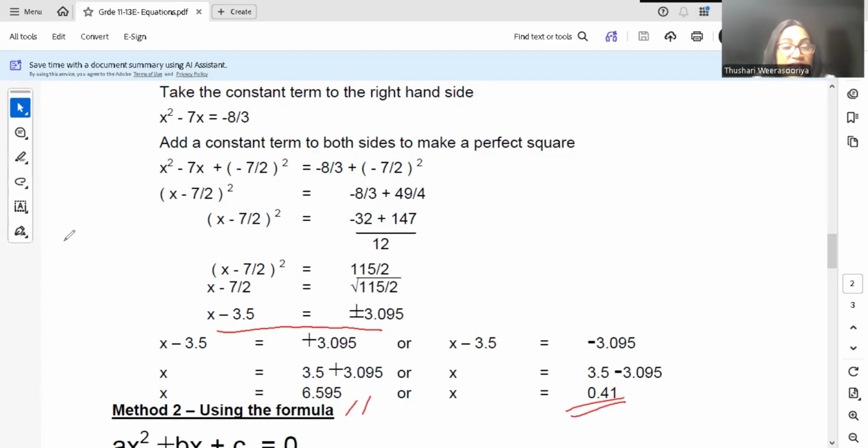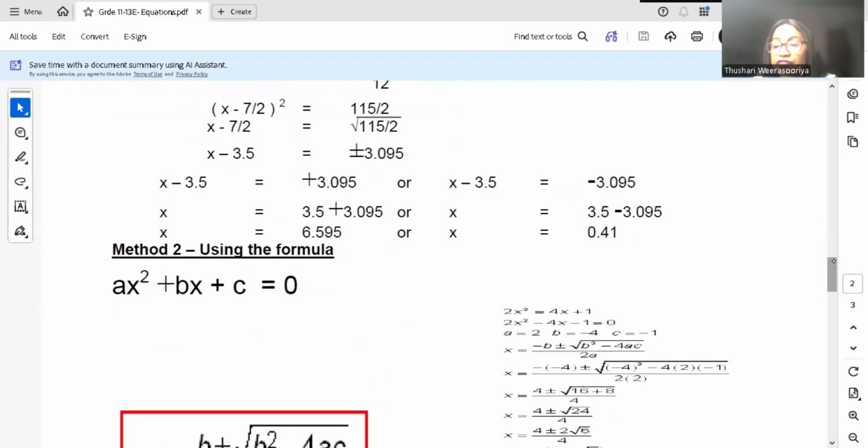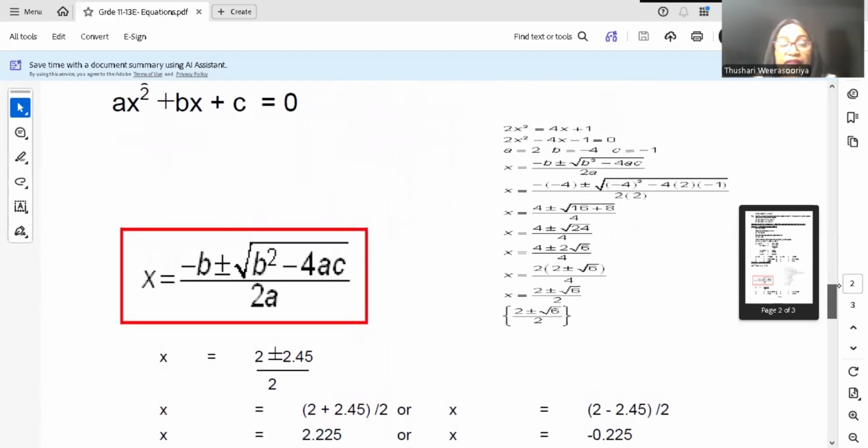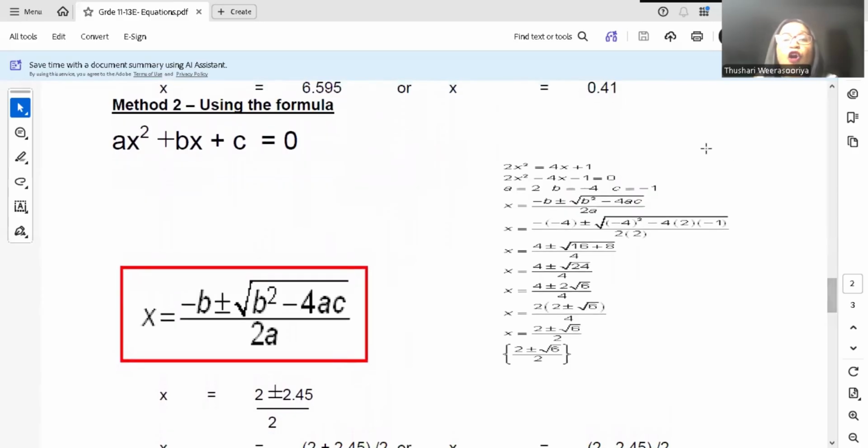Now, there is another method. I feel that this second method is easier than the first method. That depends, right? For some children, the first method is easier. For this, we are using a formula. But in this method, you must know the formula by heart. If the quadratic equation is ax squared plus bx plus c, then x is minus b plus or minus the square root of b squared minus 4ac, divided by 2a. That is the formula. You must know this by heart.